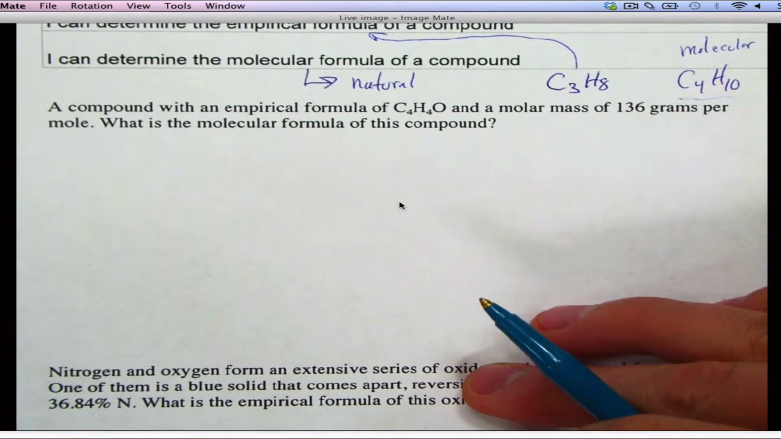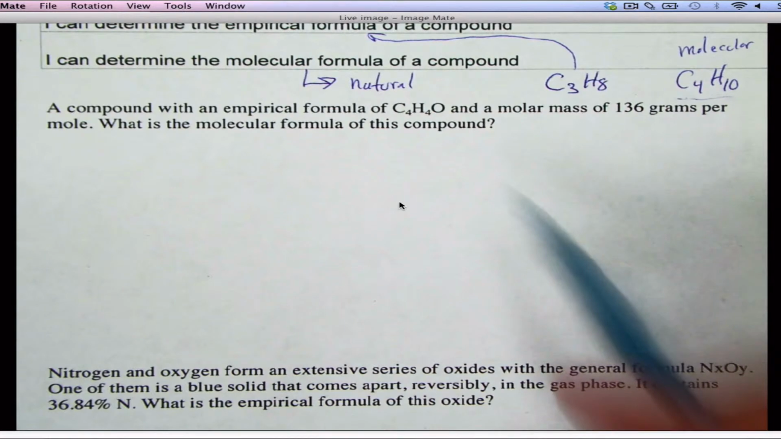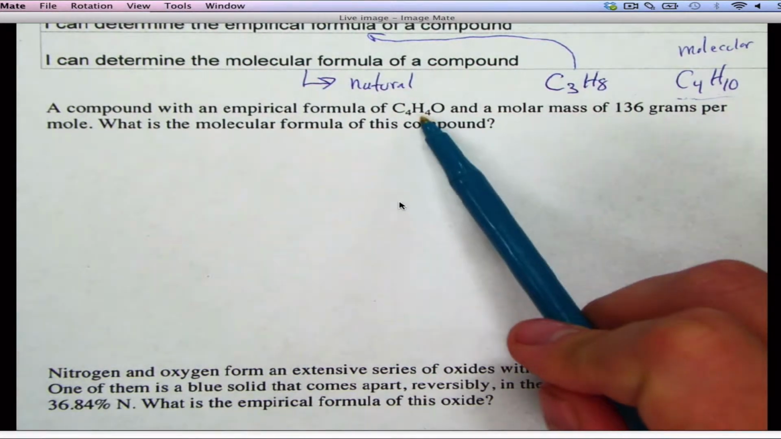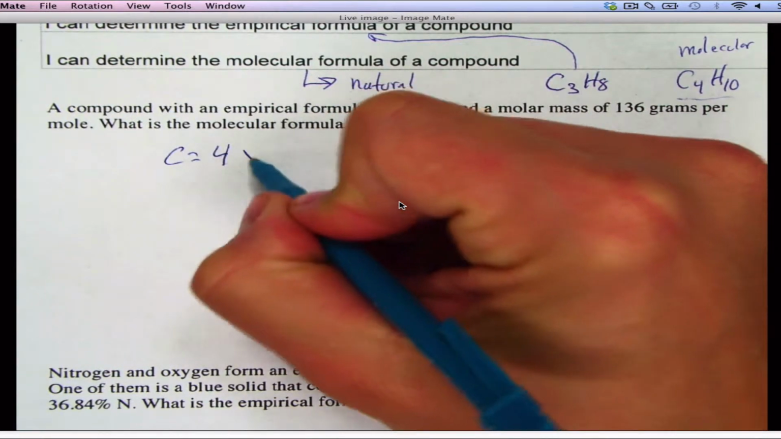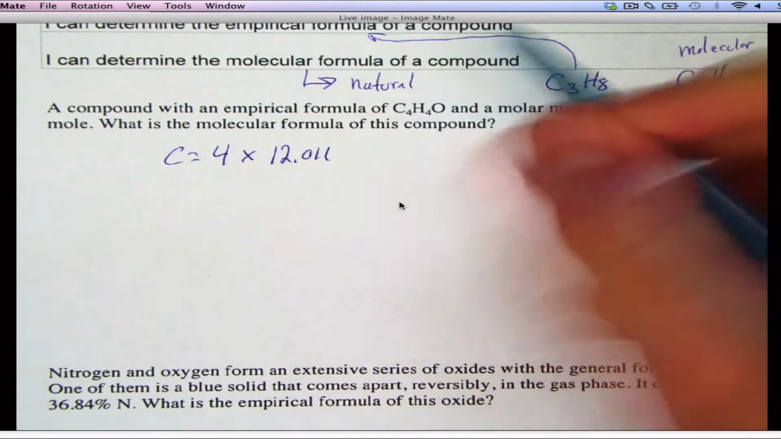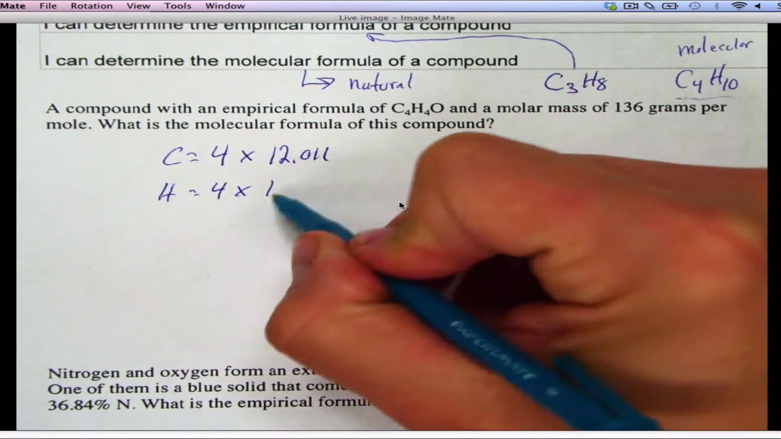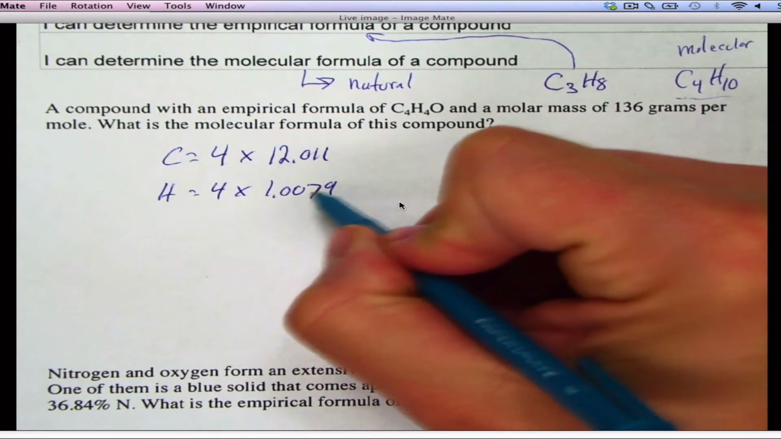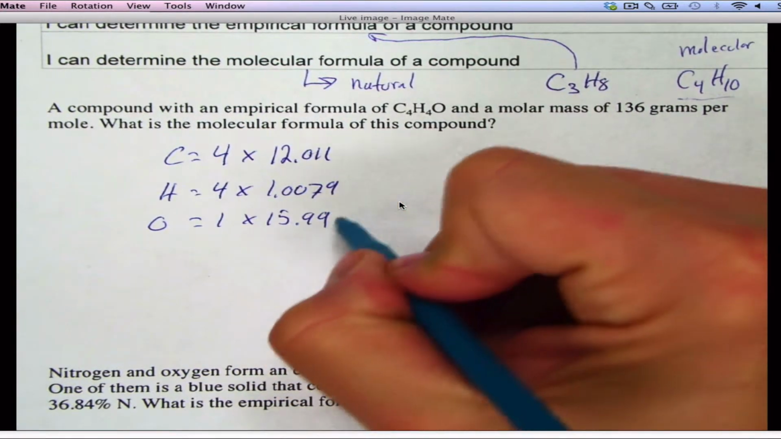The first question here says a compound with an empirical formula of C4H4O and a molar mass of 136 grams per mole, what is the molecular formula? The first thing you need to do in these problems is find the weight of the empirical formula, or the molar mass, or the formula mass, or the gram formula mass, whichever one your teacher uses. For carbon, I have 4 carbons, each weighing 12.011. I have 4 hydrogens, each weighing 1.0079, I believe. And I have 1 oxygen weighing 15.999.